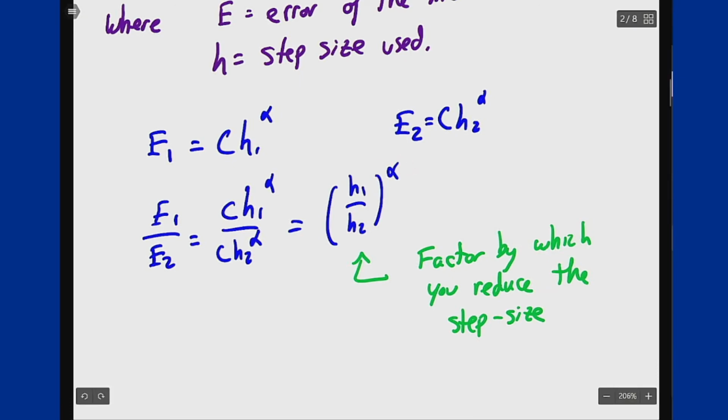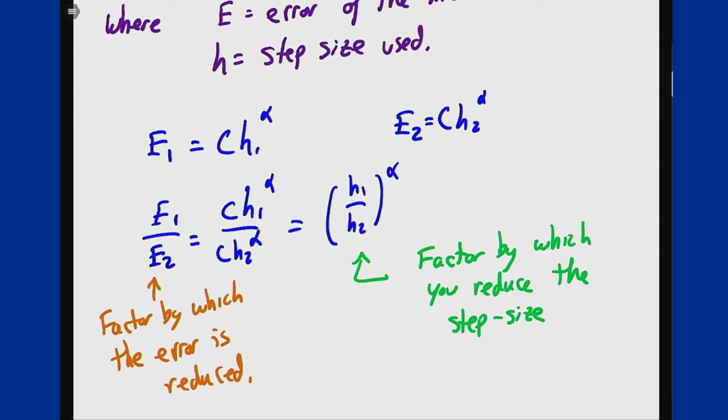And the right-hand side is the factor by which the error is reduced. So if we know how much we reduce the step size by, if we knew the order as well, we could then determine how much the error should go down by. Or we could work that backwards to find the order from this information.